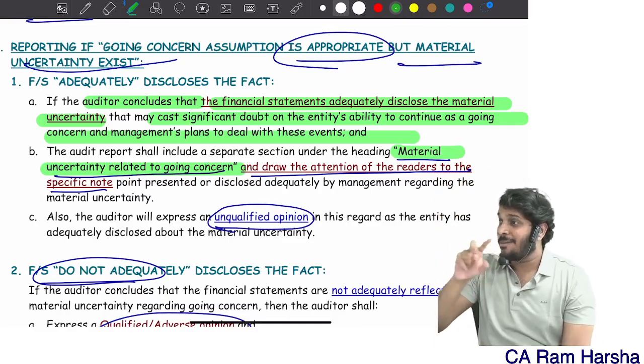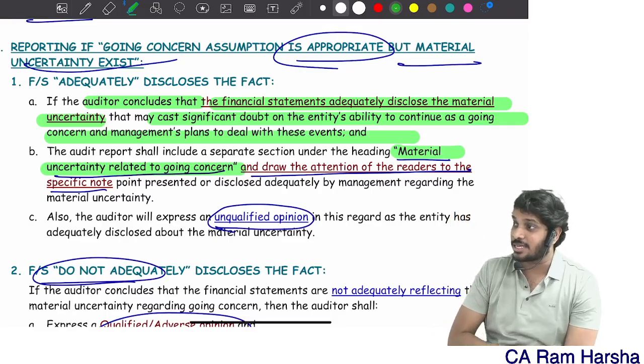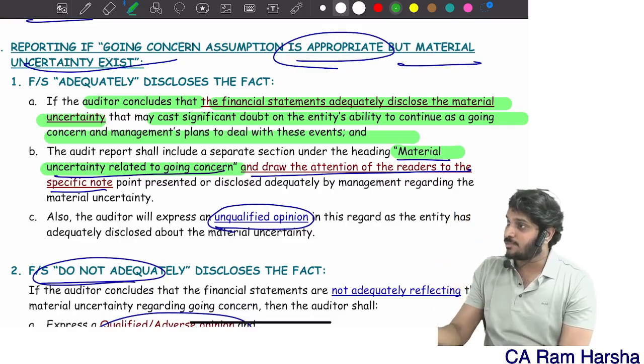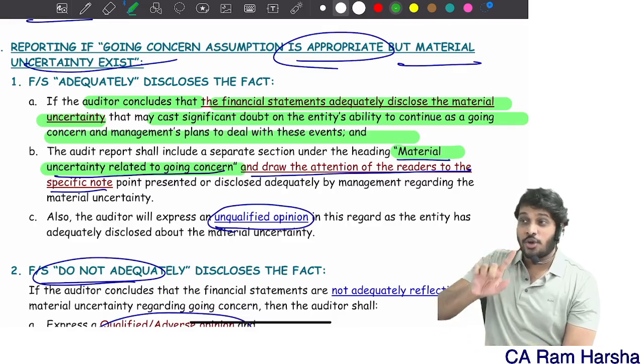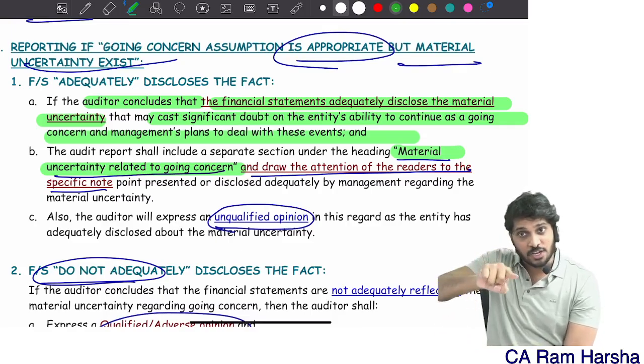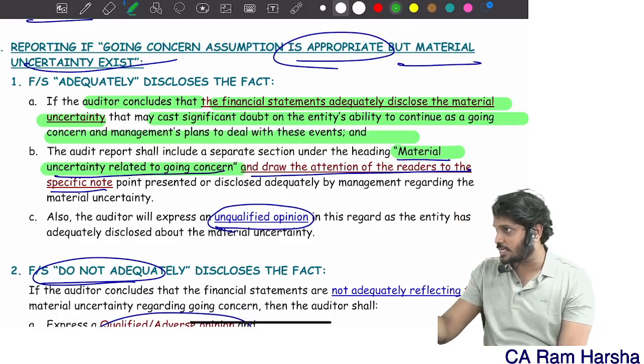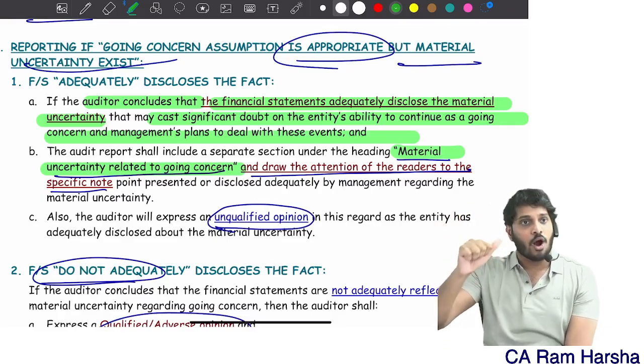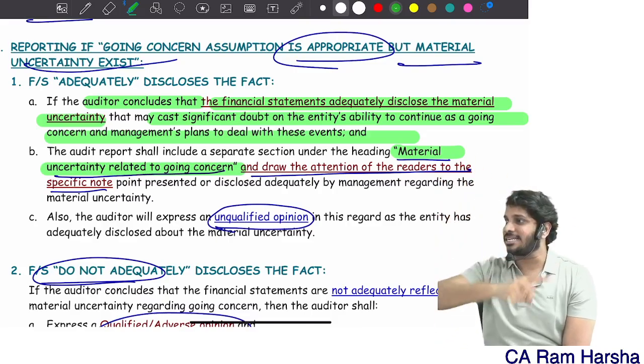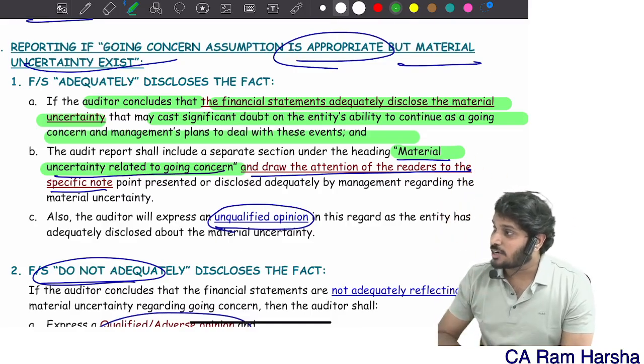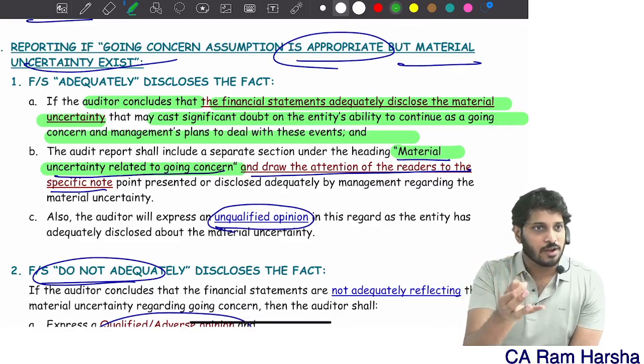Under which section? Material uncertainty related to going concern. But the CA Institute book, the CA Inter book, nowhere they spoke about going concern being inappropriate. The company also prepared the financials not using going concern, on a liquidation basis. What does the auditor have to do? The pronouncement only contains that discussion. Getting it? So what does the auditor have to do? The auditor will express an unqualified opinion.